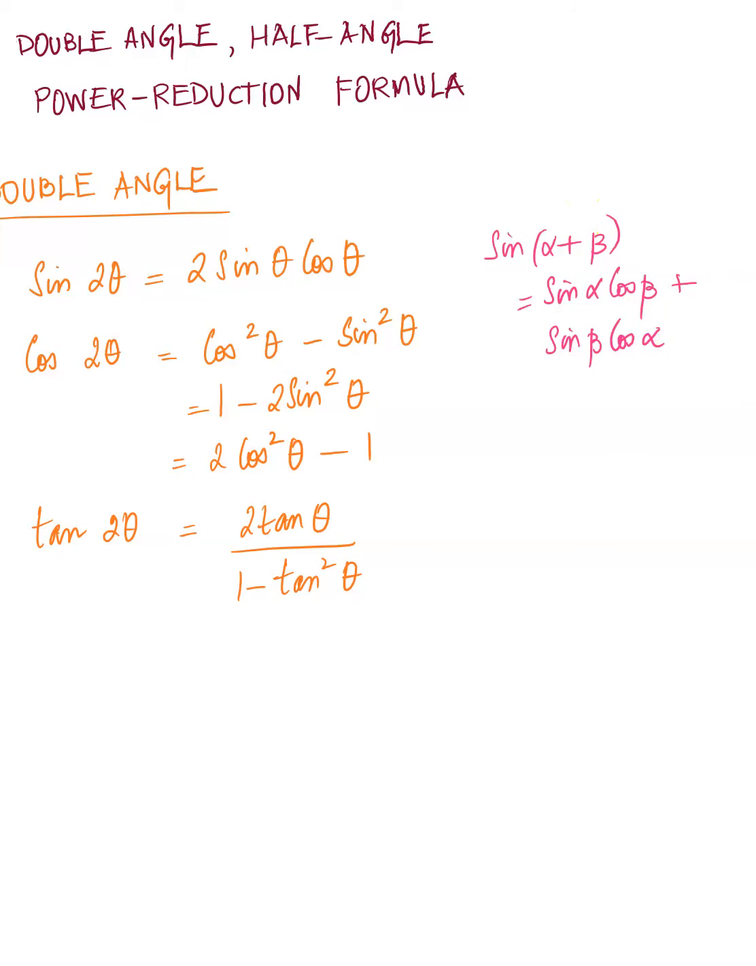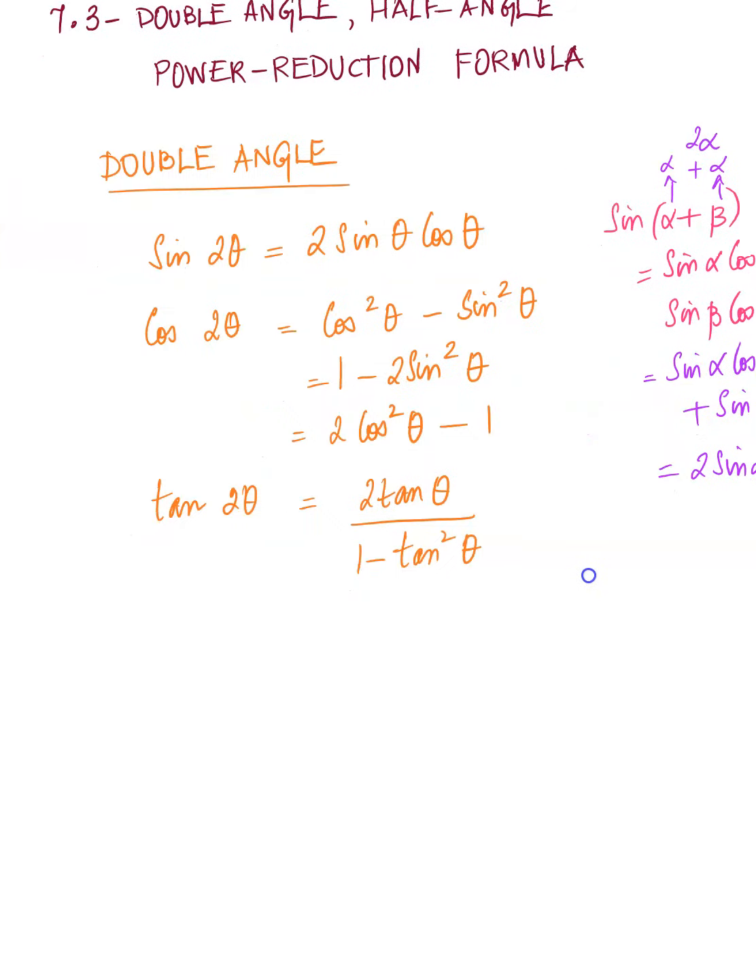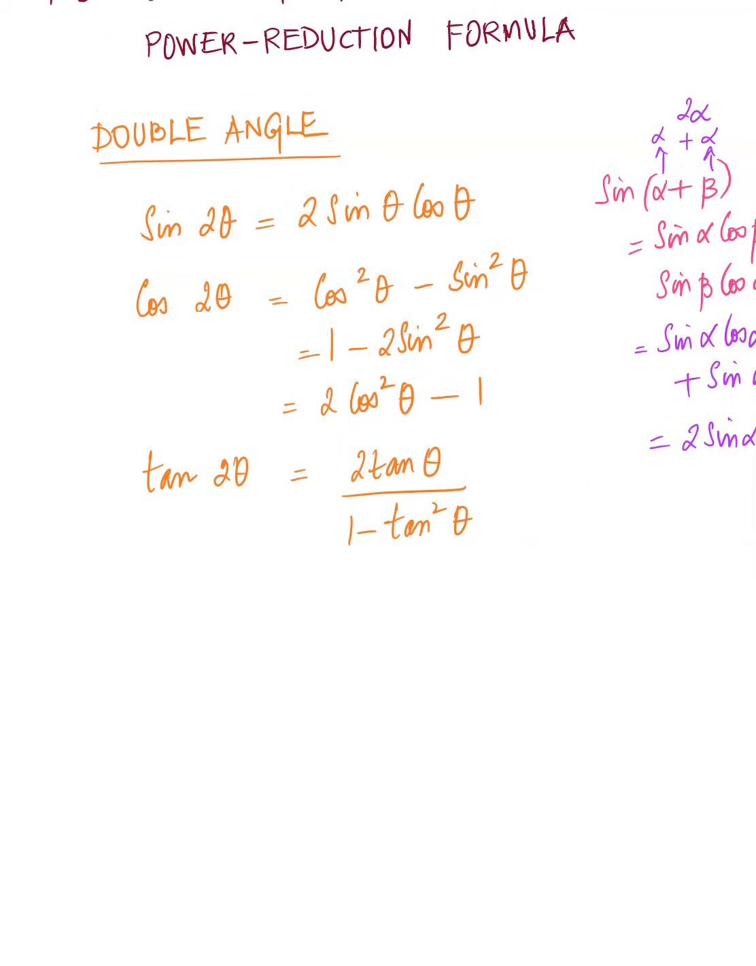Now if beta is also alpha, then I'll have alpha plus alpha, right? Alpha plus alpha is 2 alpha. That's how we get the 2 theta, basically. So then you have sine alpha cosine alpha, because beta is now alpha, plus sine alpha cosine alpha. So you get the same term twice, so you get 2 sine alpha cosine alpha. That's what your first identity is. So you're going to use this idea for all of these other derivatives to get the cosine 2 theta and tan 2 theta and so on.